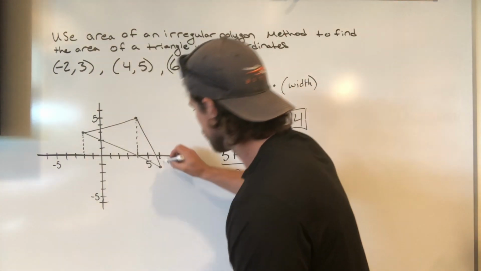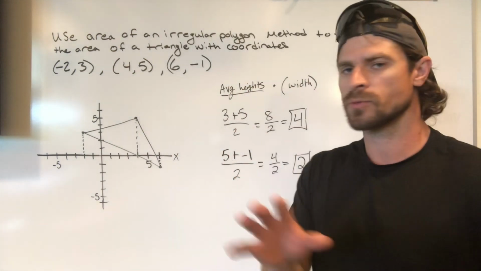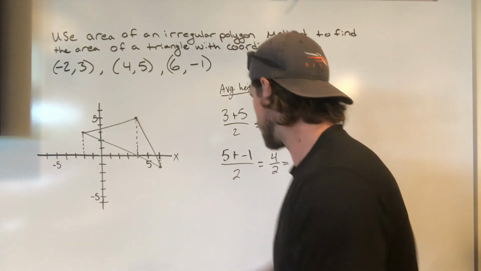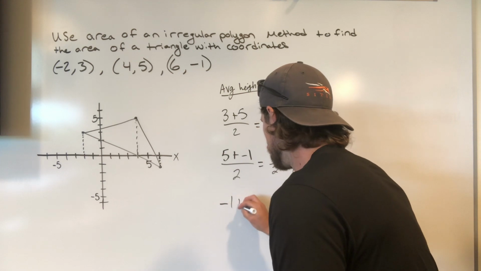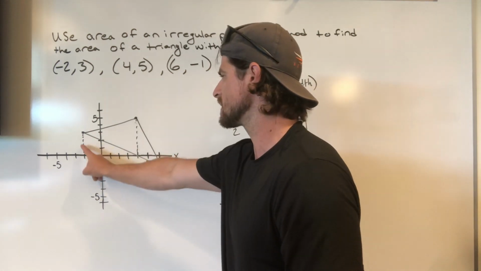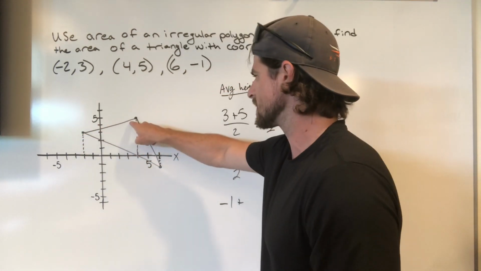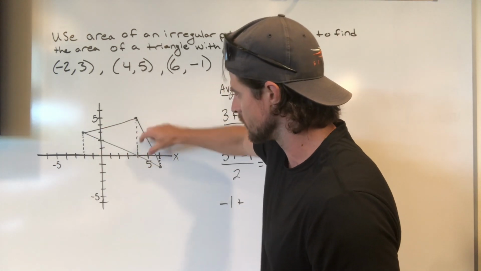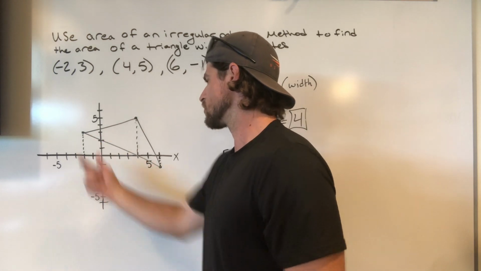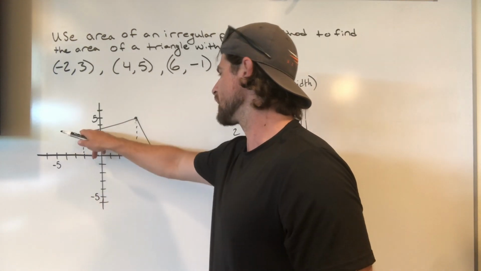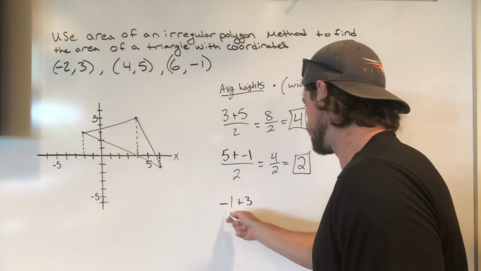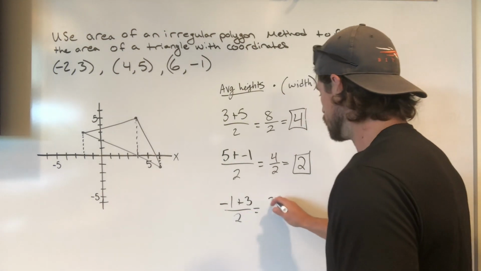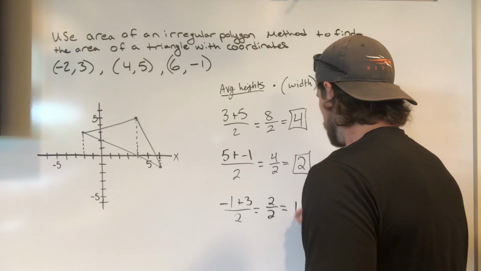Okay, now, last one. This is where it gets a little bit tricky, right? So we've got -1 as a height. We need to add that to the height of this dot over here, because we've gone this dot to this dot. We've already found that section. This dot to this dot, we found this section. Now we need to go over and find this section over here. So I'm at 3. I'm adding 3, cutting it in half to find the average. -1 plus 3 is 2. 2 divided by 2 is 1.